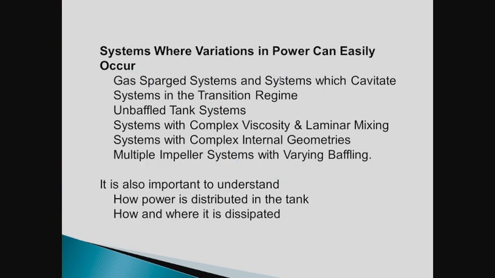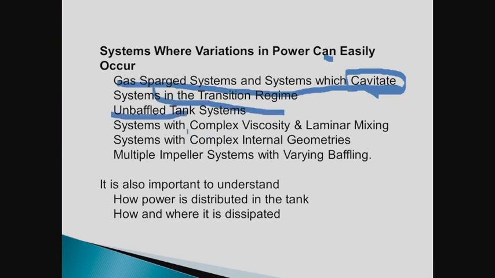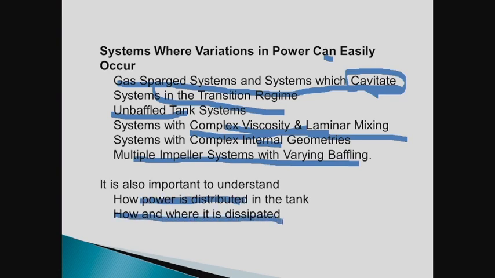Other variations in power can be caused by gas-fired systems which cavitate, though these impellers generally don't cavitate that much. Variations also arise in systems in the transition regime, unbaffled systems with complex geometries, complex viscosities, systems with complex internals, and multiple impellers with varying baffling. So we have powers distributed. It's important to understand how power is distributed in the tank and how and where it's dissipated.